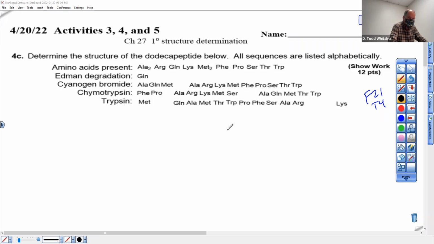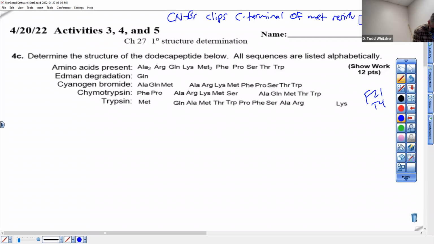There's one test I didn't tell you about last day when we did our test. We did trypsin and chymotrypsin. We didn't talk about cyanogen bromide. CNBr clips the C-terminal of Met residues. What's residue mean? It means you've got amino acids in a sequence. Each one of those units is a residue.